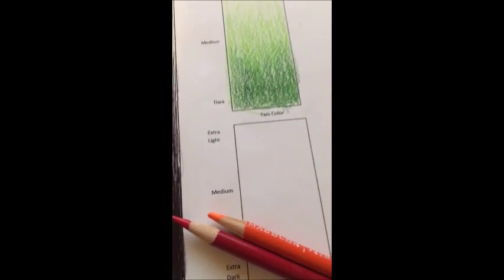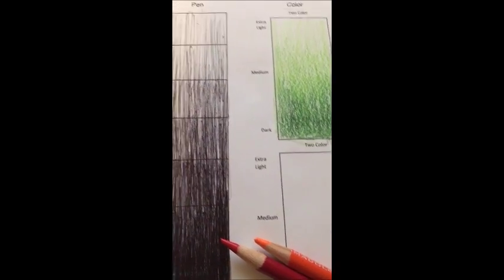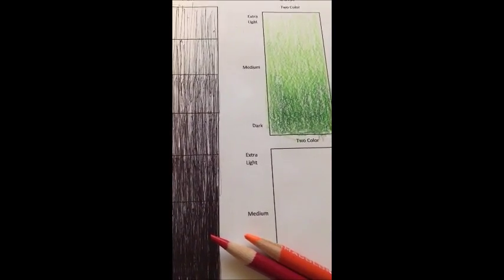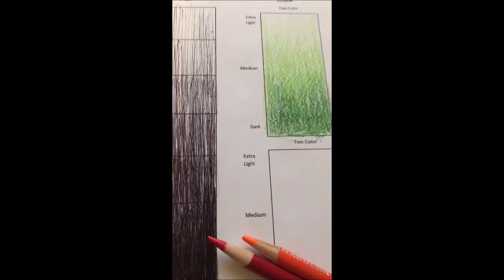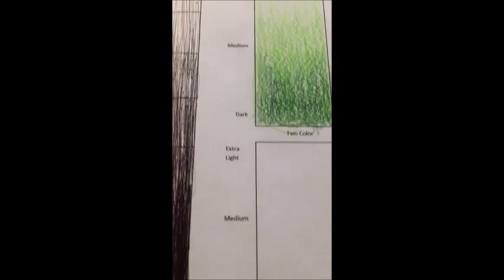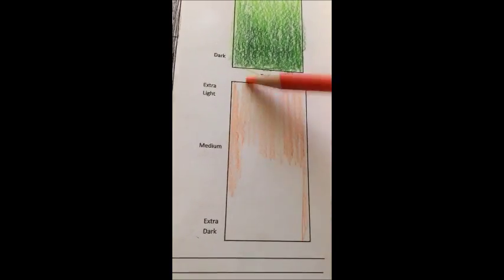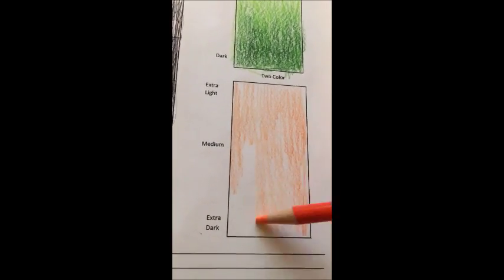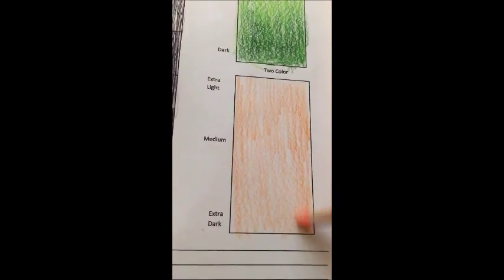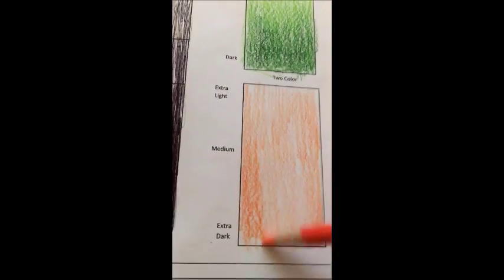Next, I'm using adjacent colors. So if I wanted to, I can add a 3rd color in here. I can add a yellow, but you guys could just start with like red and orange, green and blue, yellow and green, yellow and orange. I start off light. The orange would be lighter than red. So I have my extra light layer. I'm going to press a little bit harder to create my medium.